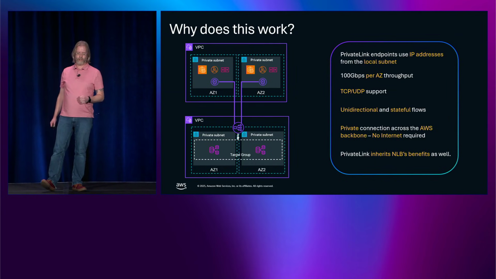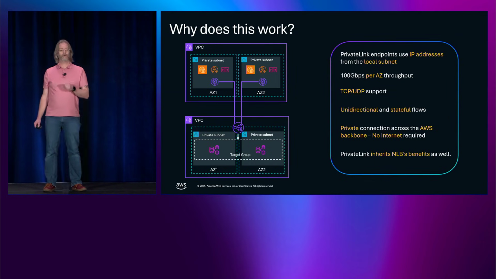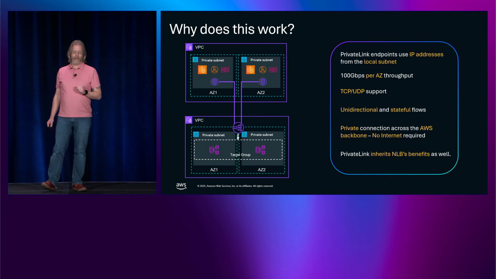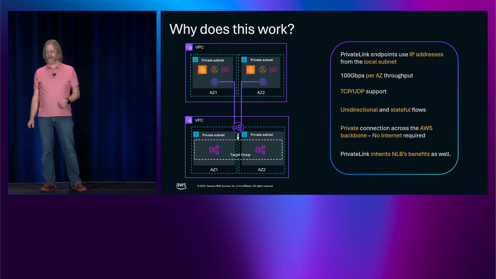TCP, UDP support, unidirectional stateful flows. So I know that no one's going to be able to reach into anything else other than what I want. It goes in one direction and it responds to that one direction. And of course, it's all private. So this connection between these two VPCs is happening over the AWS backbone. And there's no internet access whatsoever. The last thing too is private link inherits all the goodness of NLB.